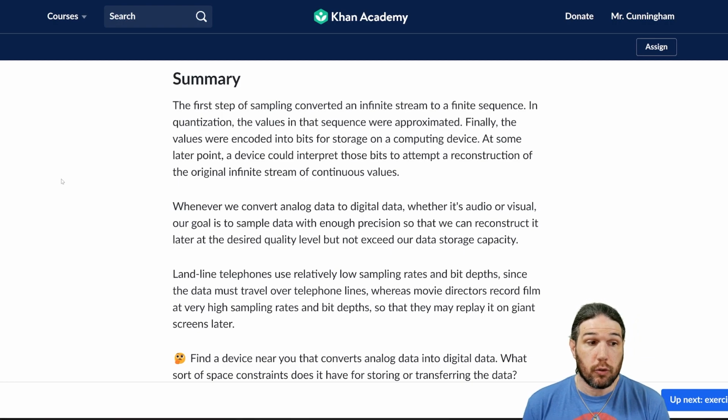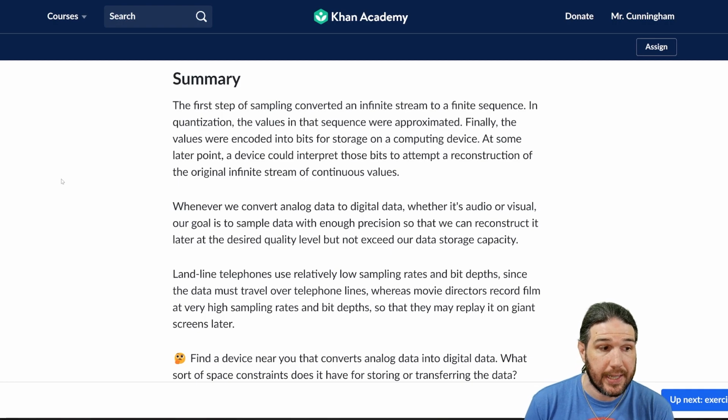Landline telephones use relatively low sampling rates and bit depths because the data must travel over telephone lines, whereas movie directors record film at very high sampling rates and bit depths so that they can replay it on giant screens later. That's why something like a phone call or a Zoom call tends to sound poor, whereas a podcast or a music album sounds great.